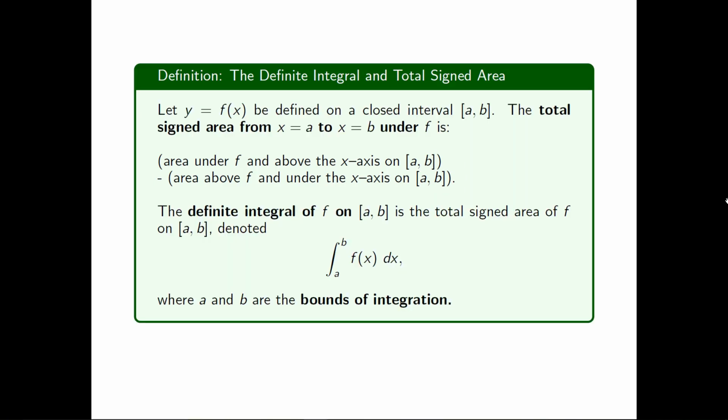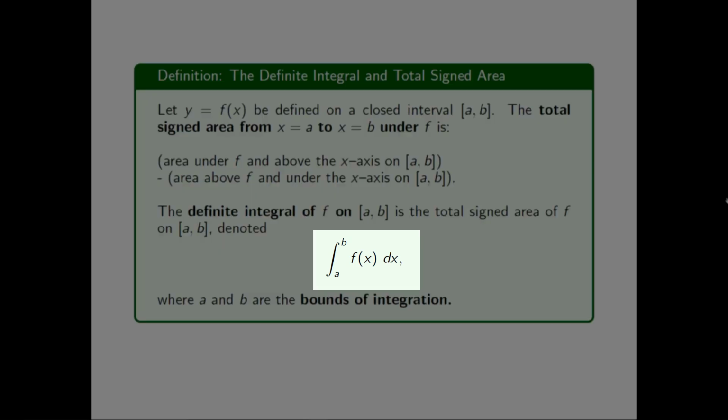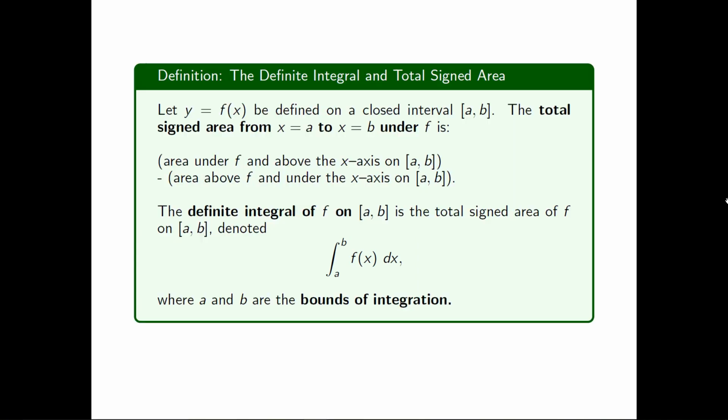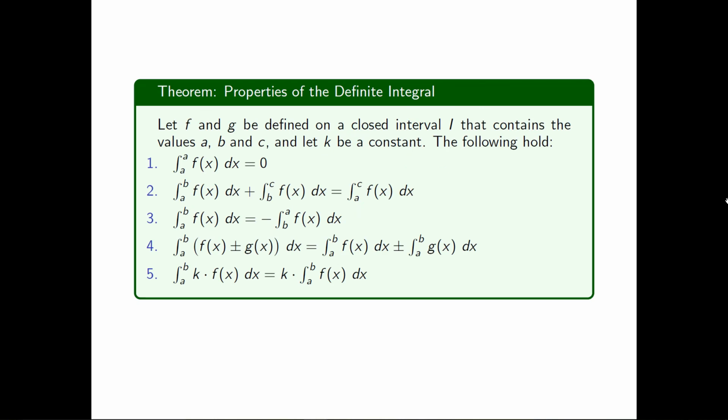That gives us the total signed area, and the definite integral of that function on a to b is denoted by this: the integral from a to b of f of x dx, where a and b are the bounds of integration. Last time we saw the indefinite integral, which didn't have these bounds. Now the definite integral has these bounds and gives us a numerical value.